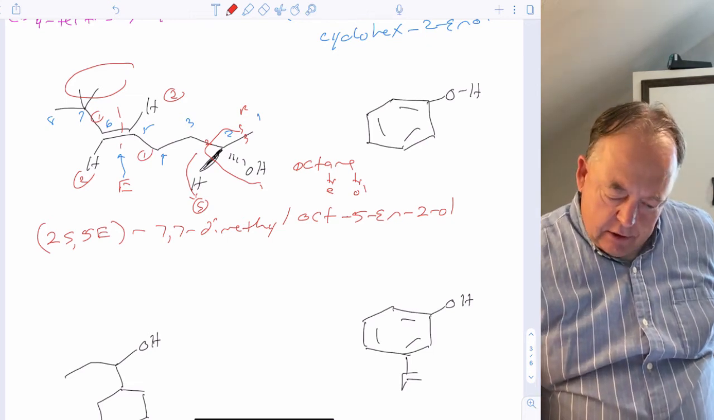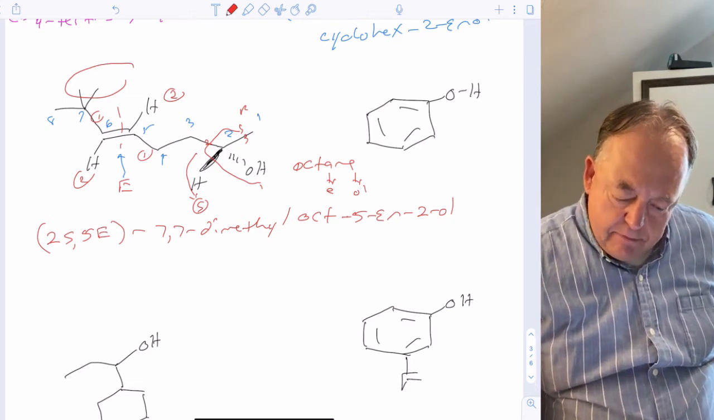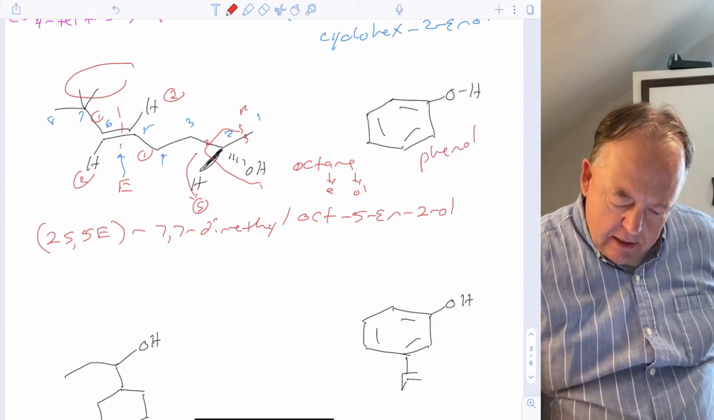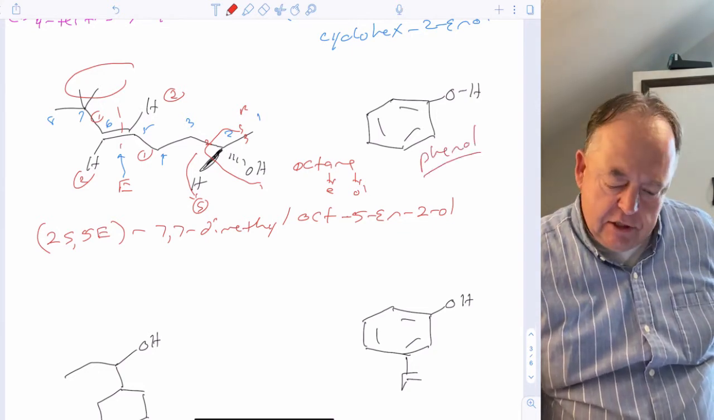Okay, so if you have an alcohol attached to a benzene ring, that molecule is called phenol. So that's just a molecule to memorize.